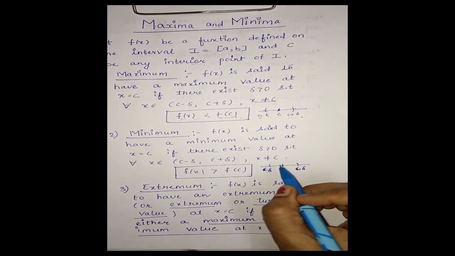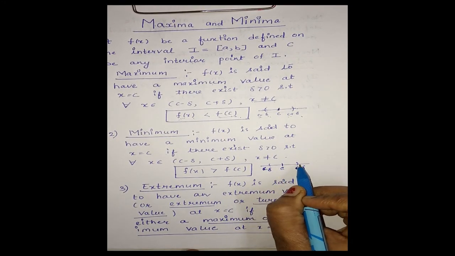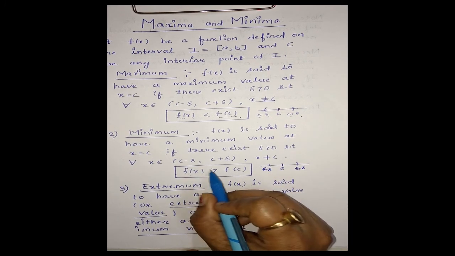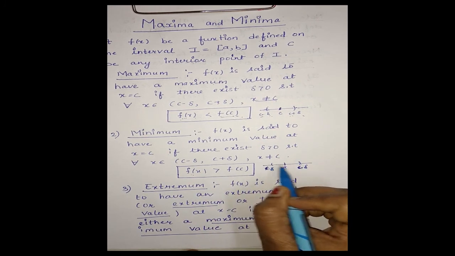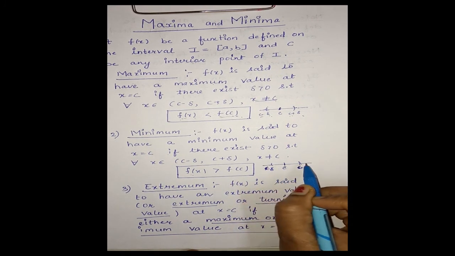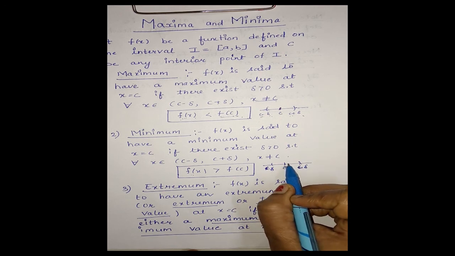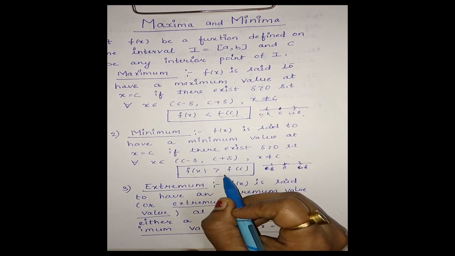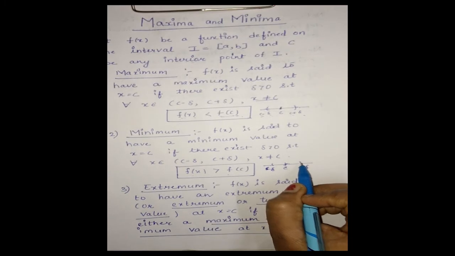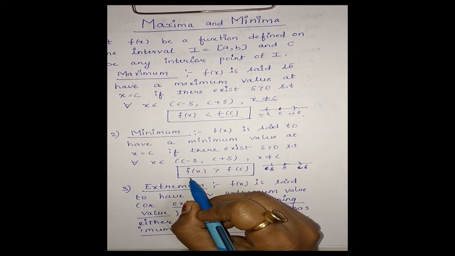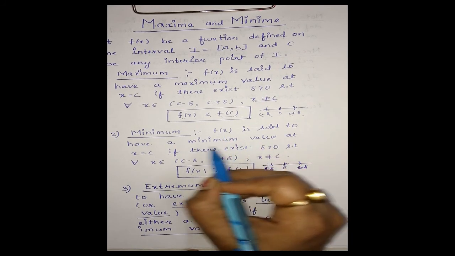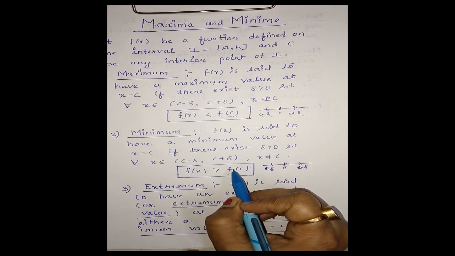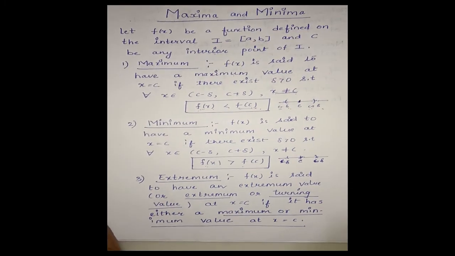Means here also we have a neighborhood around c, (c minus delta, c plus delta), and we have this inequality, f(x) is greater than f(c) for every x in this open interval where x is not equal to c, except at this point c. Then in that case we say f(x) is having a minimum value, and in that case f(c) is the minimum value of f(x). Okay, next we have the extremum.